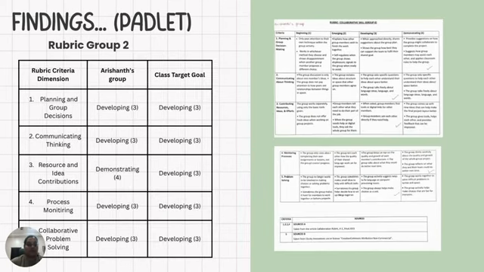Okay, moving forward to group number 2. The first criteria, planning and group decision, they got 3 as per the class target goal. Number 2, communicating thinking, they got 3 as per the class target goal. Number 3, resource and idea contributions, they got 4 and the class target goal is 3. Number 4, process monitoring, they got 3 as per the class target goal. Number 5, collaborative problem solving, they got 3 as per the class target goal.